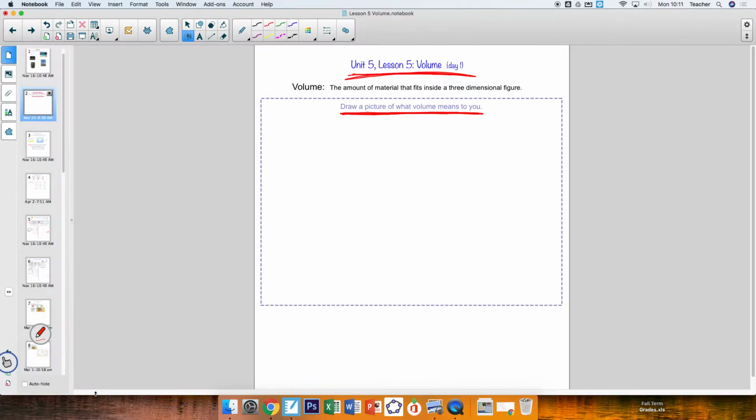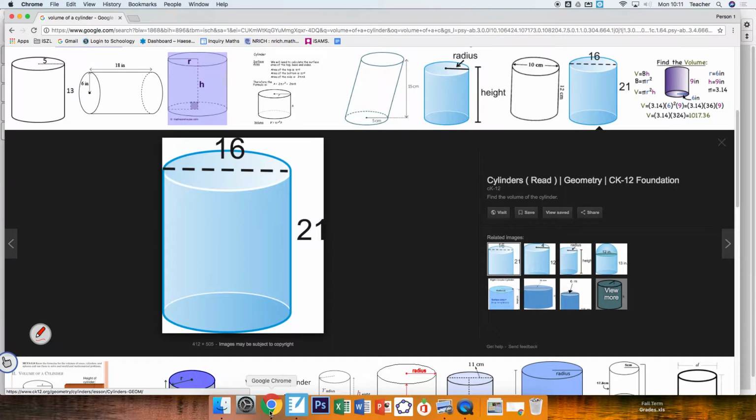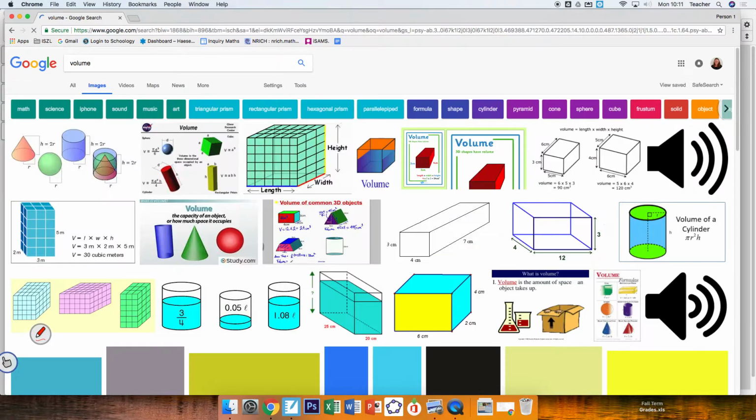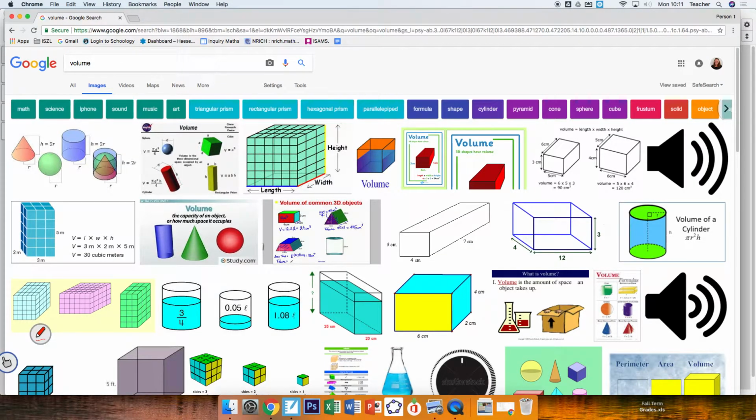Okay, so doing just that, go to your image search. Oops, I'm sorry, that's not exactly it. But type in something like the idea of volume, and see what you like. Okay, what really helps you understand what volume is. And then come back.